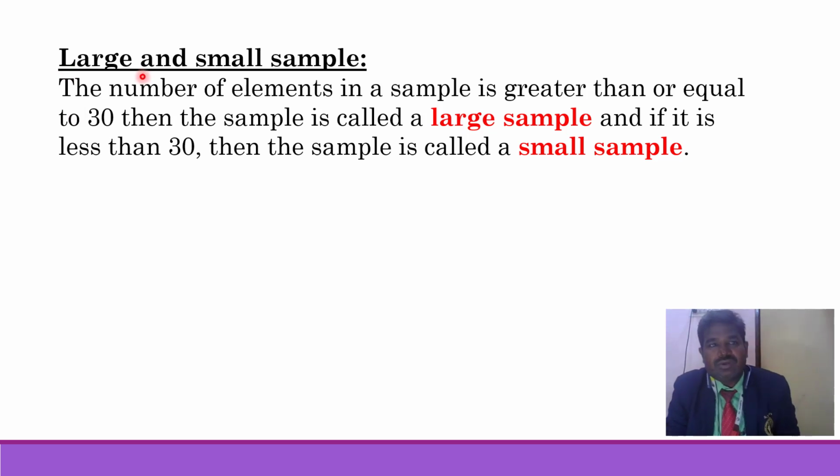In that we have two things: a large and a small sample. If the number of elements in the sample is greater than or equal to 30, then the sample is called a large sample. And if it is less than 30, then the sample is called a small sample.